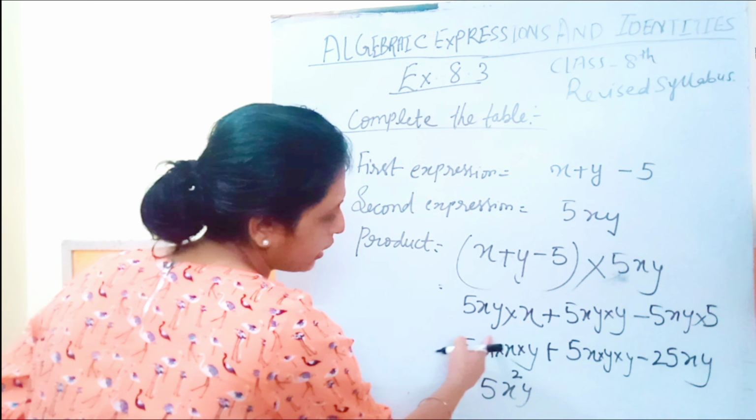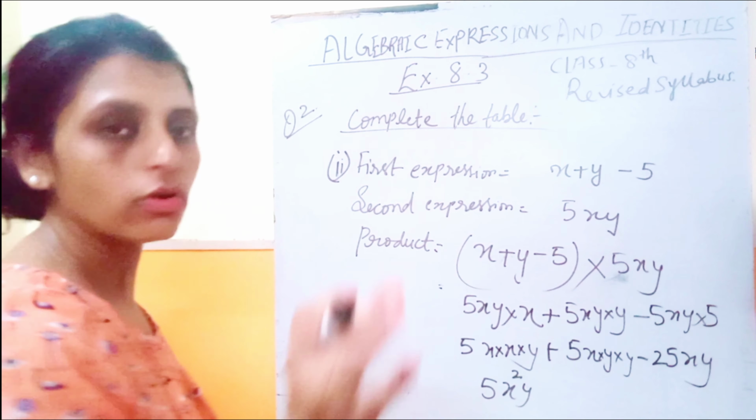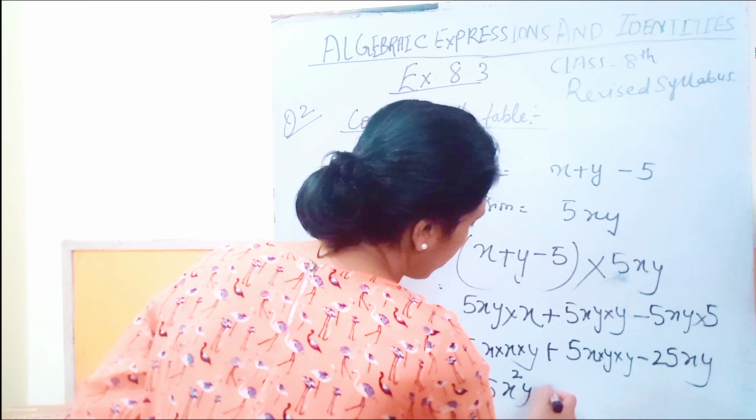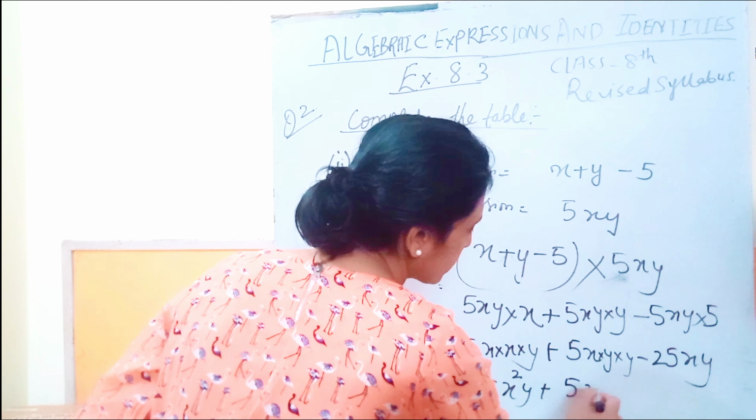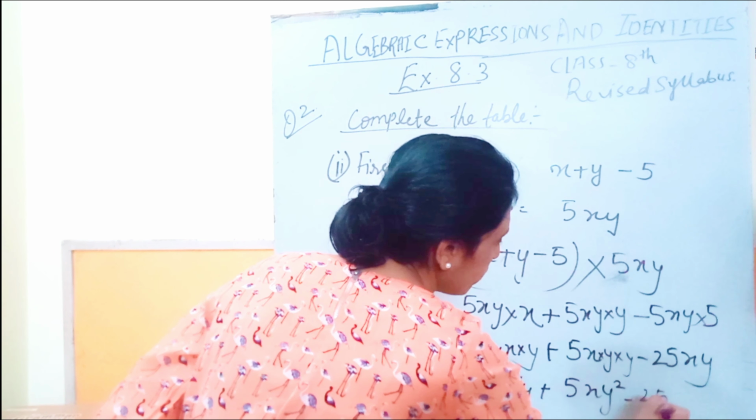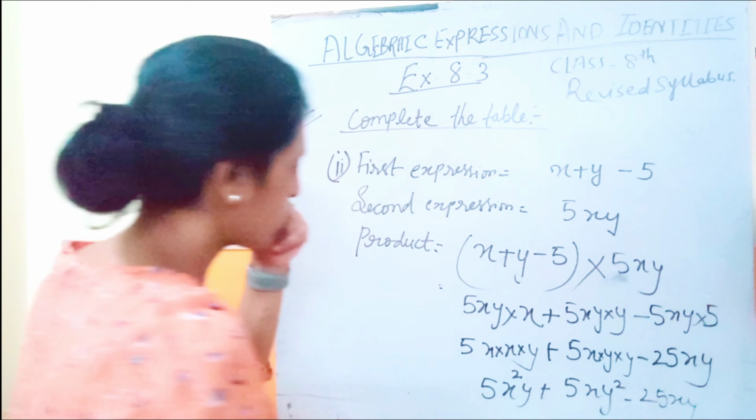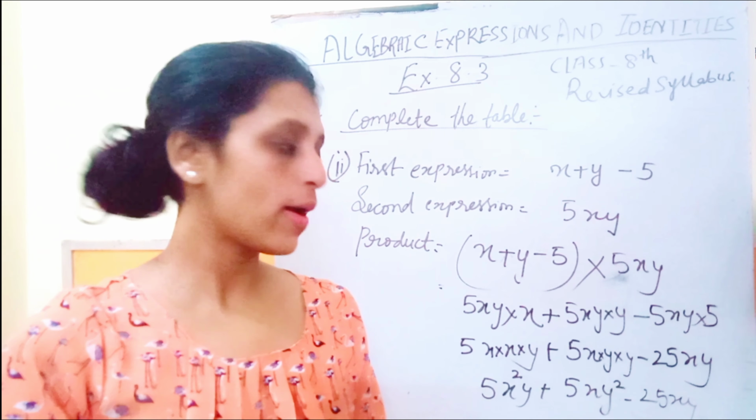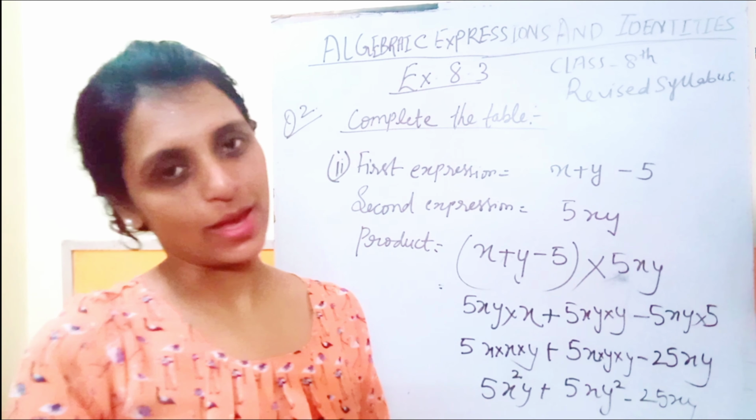Where it is not mentioned, what does that mean? It means 1, so 1 plus 1 is 2, so it will be 5x square y plus 5x y square minus 25xy. Okay, so the product is 5x square y plus 5x y square minus 25xy.